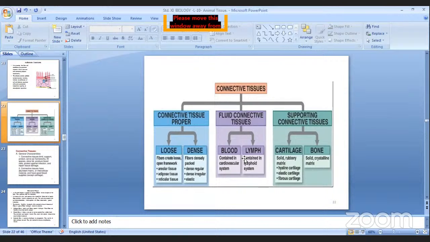elastic type. Similarly here for the cartilage, it can be hyaline cartilage, it can be elastic cartilage, it can be fibrous cartilage, or finally when the salts deposits take place in the matrix, then it is known as calcified. And bones, they are the solid structures. Okay, they are the hard structures. Then blood and lymph, they contribute to the fluid type of connective tissue.